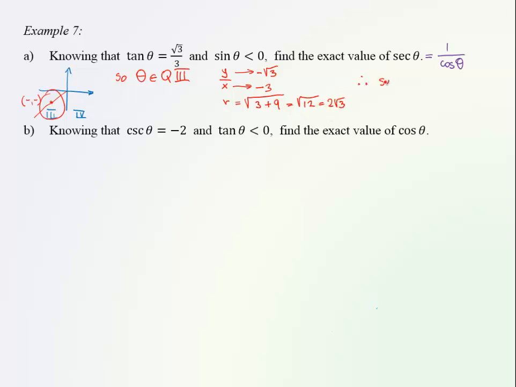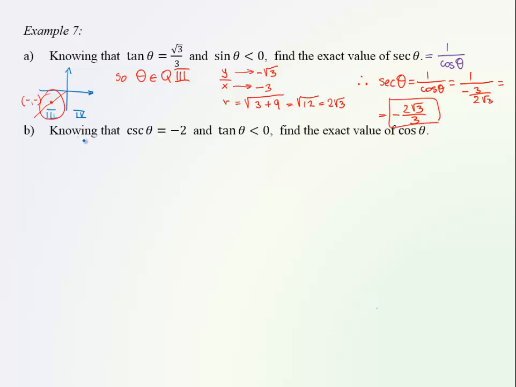Therefore, secant theta, which is equal to 1 over cosine theta, equals 1 over, and cosine theta is x over r, so it's negative 3 over 2√3. But then we can take the reciprocal, and we have negative 2√3 over 3 as a final answer.